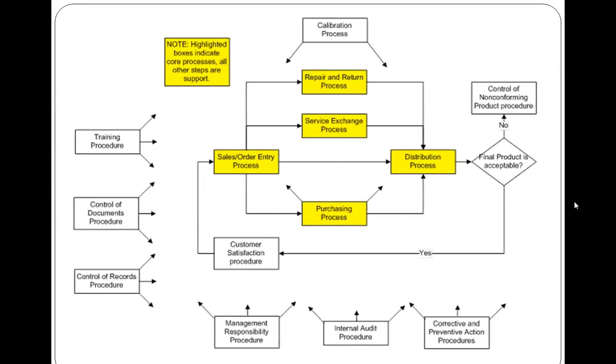This is another item. Again, in this case, the company used highlighting to say that these 5 items here are their core activities, and everything else is to be considered support. So again, that's fine as well. And again, you'll note kind of the unique names that are given here: repair and return, service exchange, distribution, and so forth.